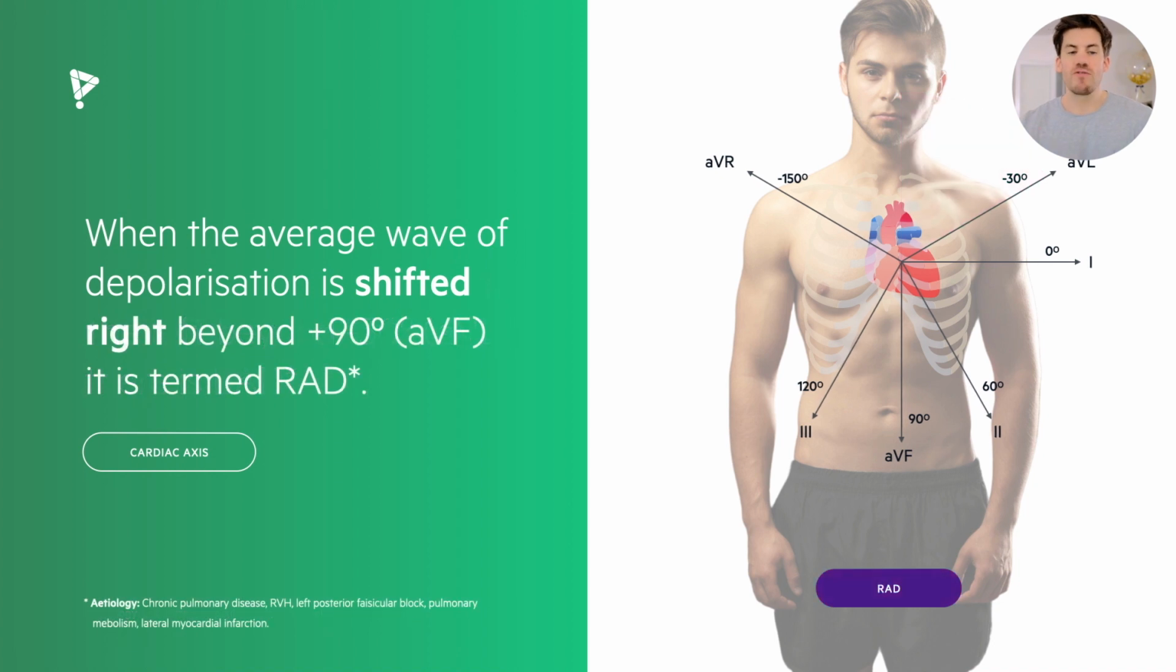So when the average wave of depolarization is shifted right beyond plus 90, we term this right axis deviation. And this may be anything that's affecting the right side of the heart. So chronic pulmonary disease, right ventricular hypertrophy, pulmonary embolism, lots of these problems. And again, we'll be covering all of this in our conduction lecture.